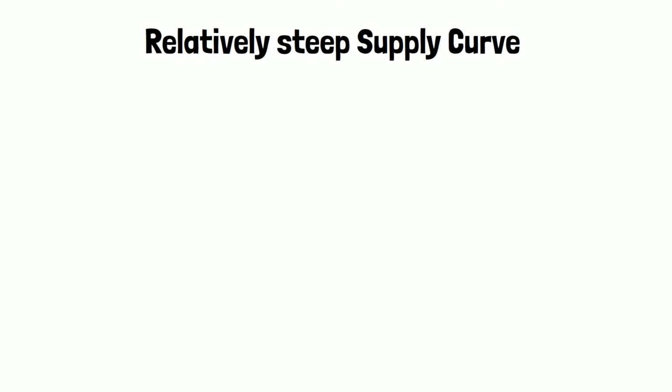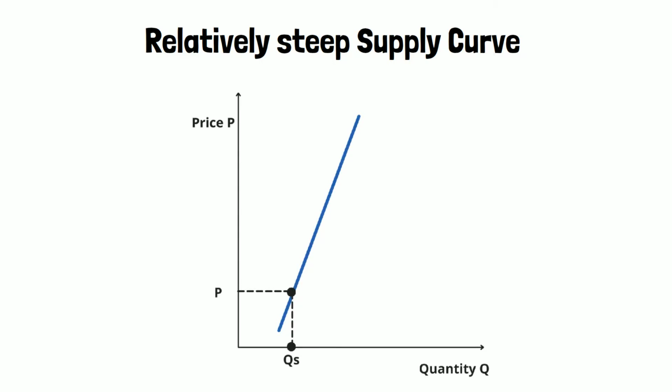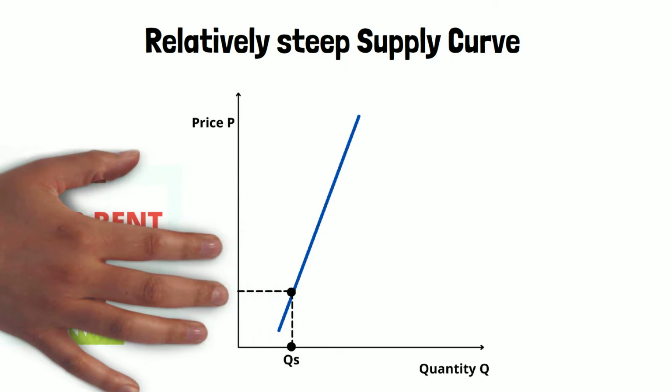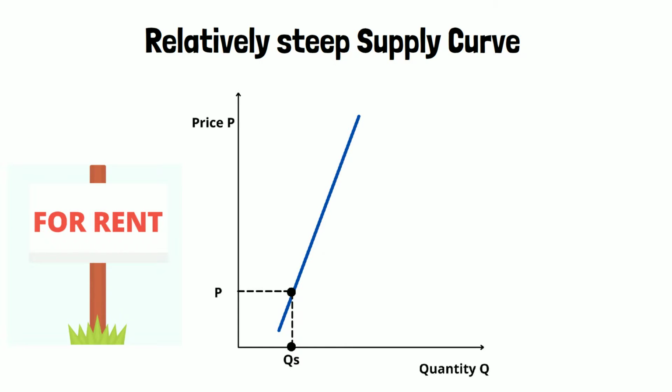This also holds for a steep supply curve, where suppliers will not change the quantity supplied by much if the price changes. As an example, you can think of houses that are rented out in large cities. It is hard to find places where new property can be built, so when the rent prices increase, supply of rentable property does not increase much.